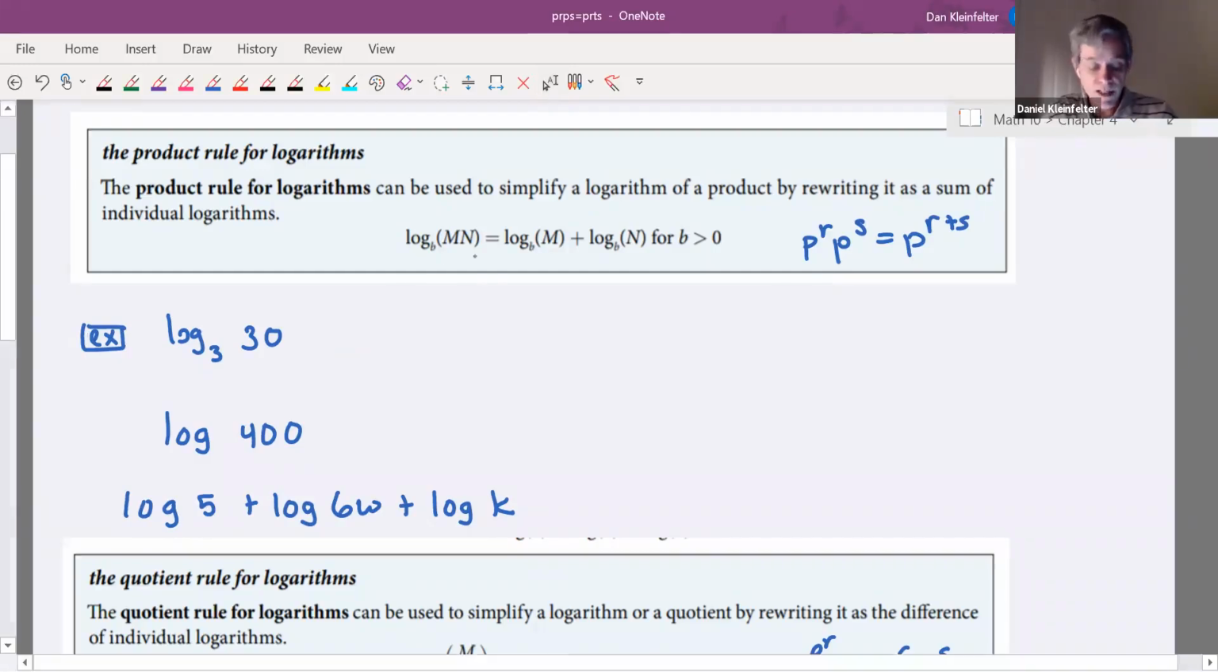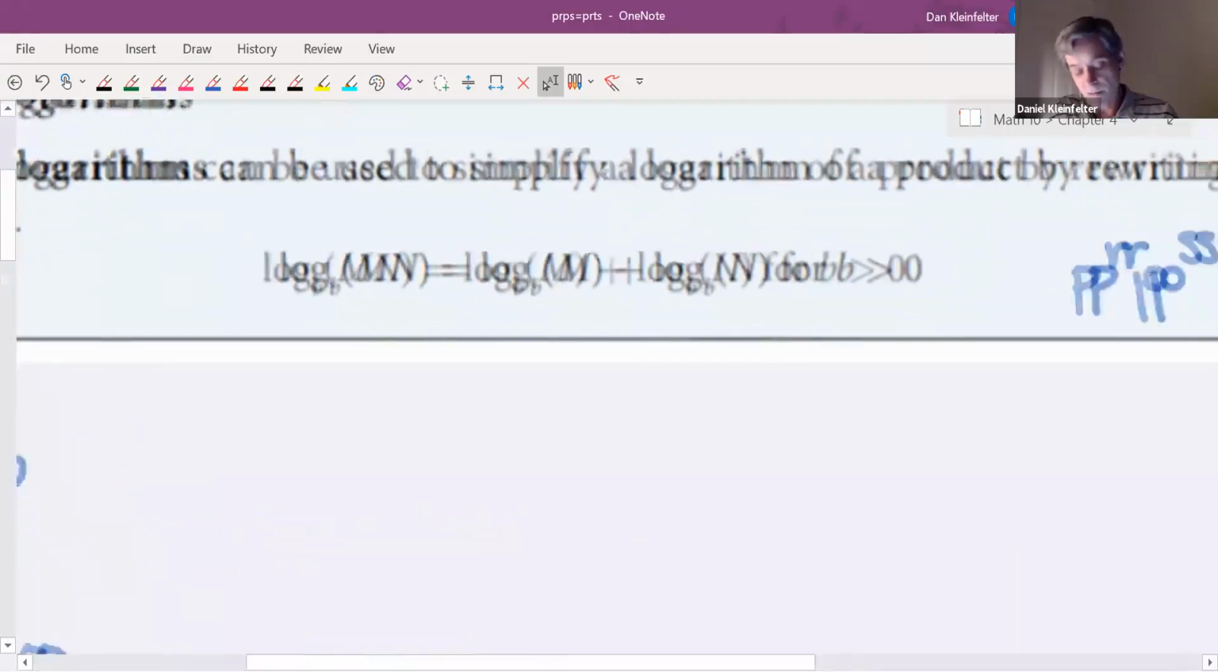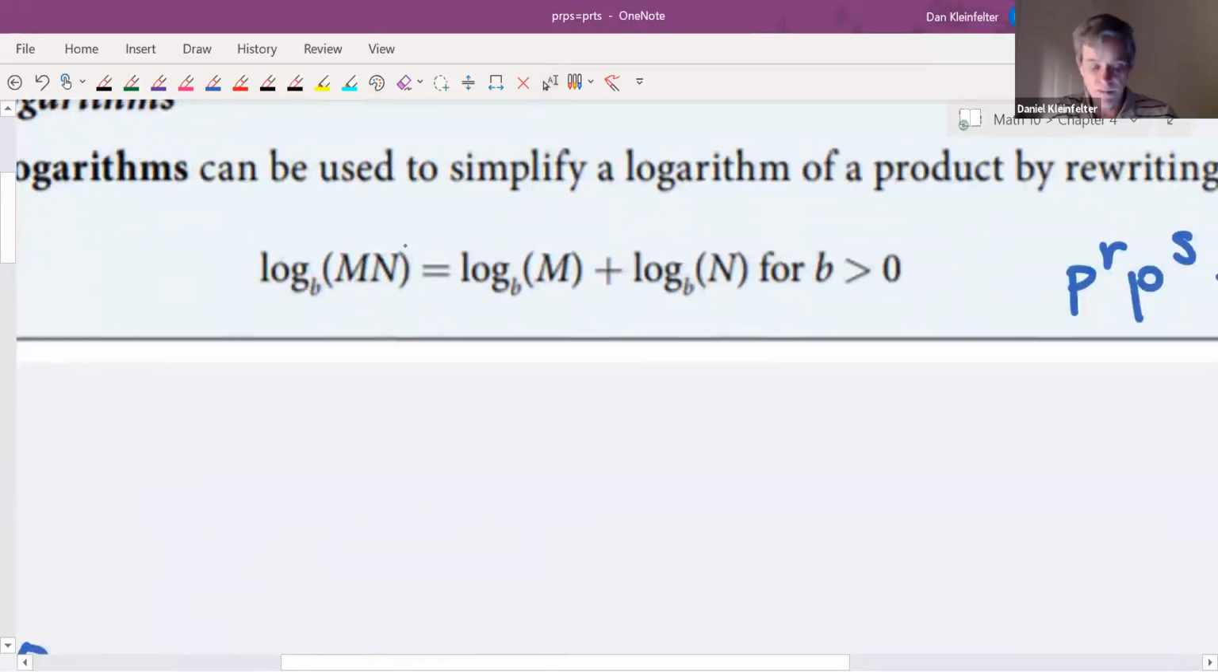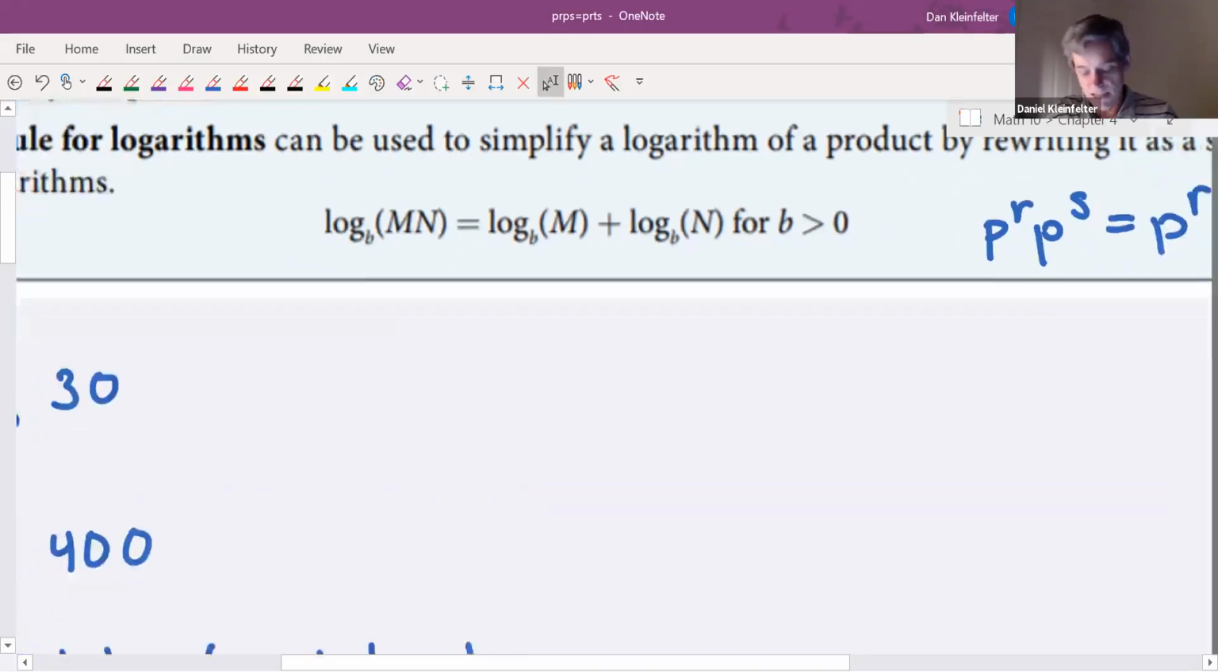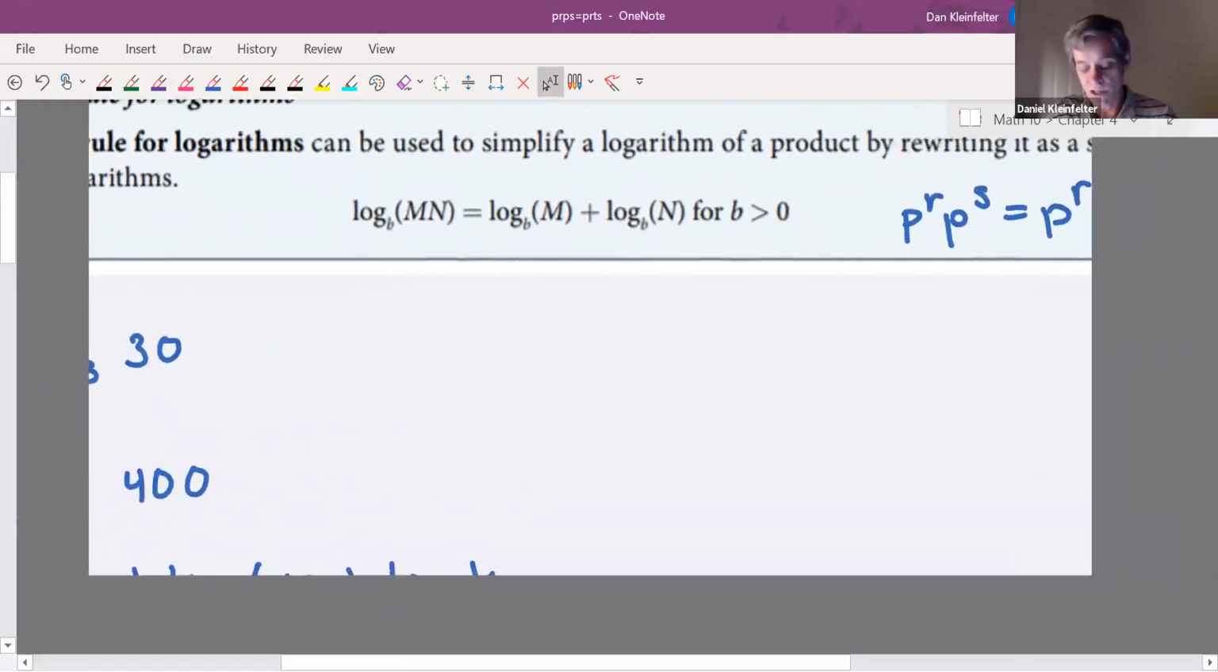So this reads, this one, our book has stated this with b for the base, and that's fine. It says the base b logarithm of m times n will turn into the base b logarithm of m plus the base b logarithm of n, and that's for, of course, any bases bigger than 0.